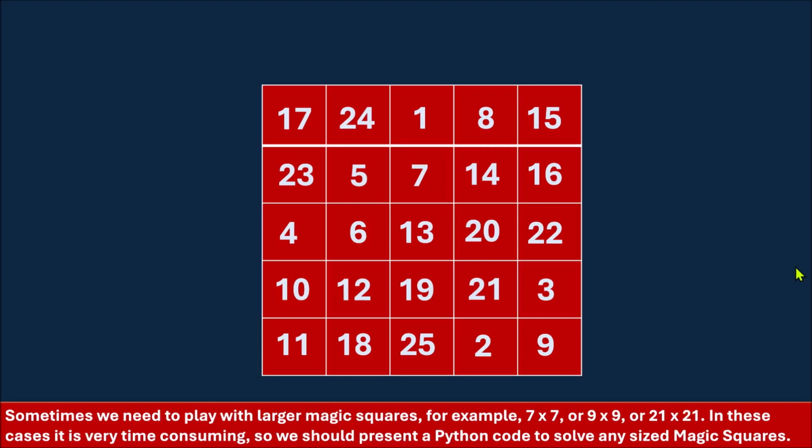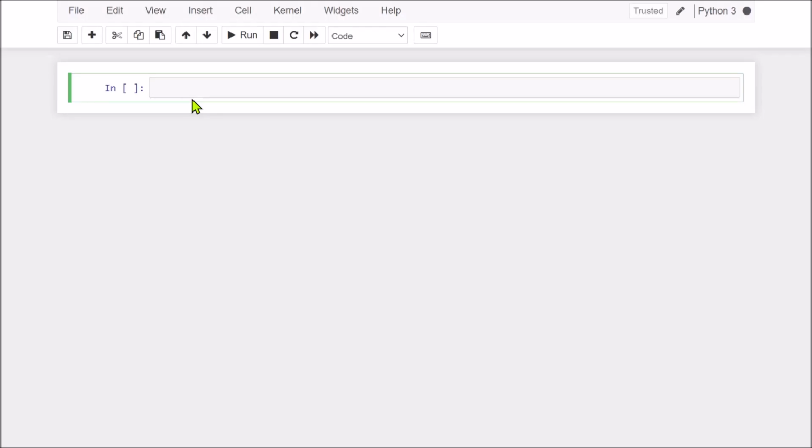Sometimes we need to play with larger magic squares, for example, 7 by 7, 9 by 9, or 21 by 21. In these cases, it is very time consuming, so we should present Python code to solve any sized magic squares in the following section. In order to save time, I have prepared the function. Therefore, I just copy the function and paste it here. Then I will call the function and print the result here.